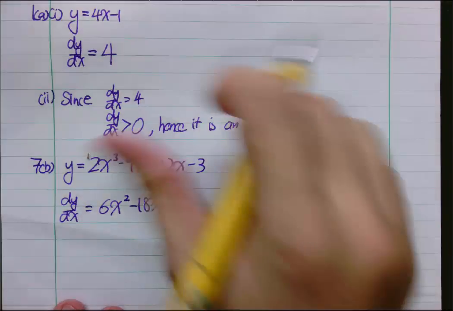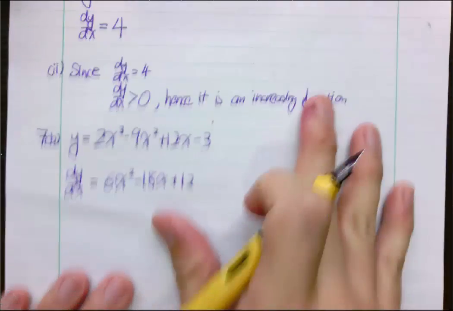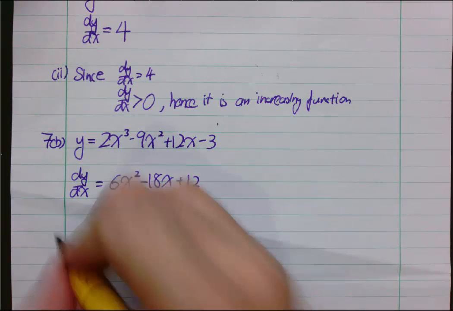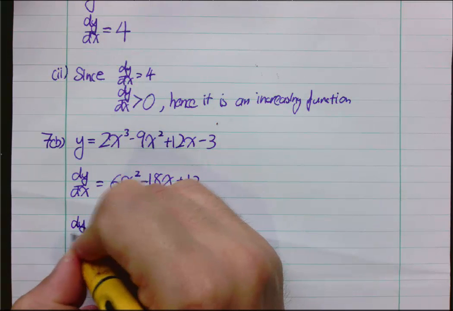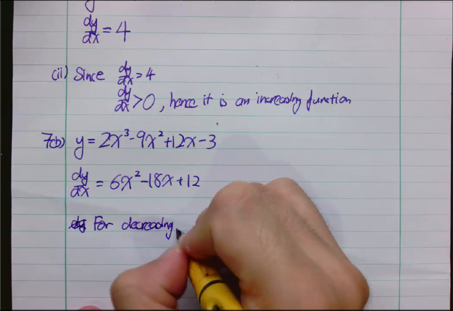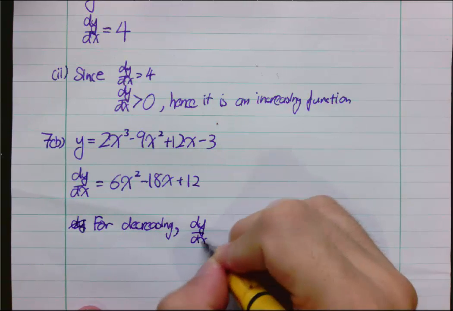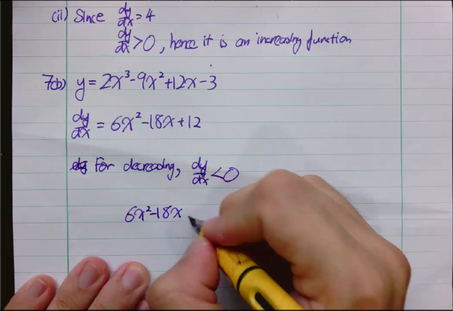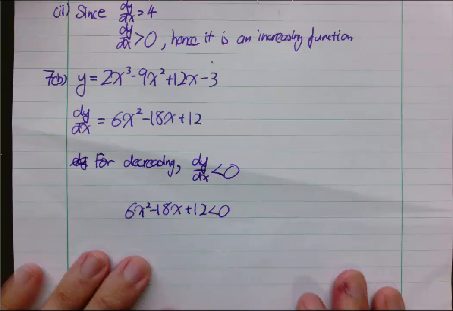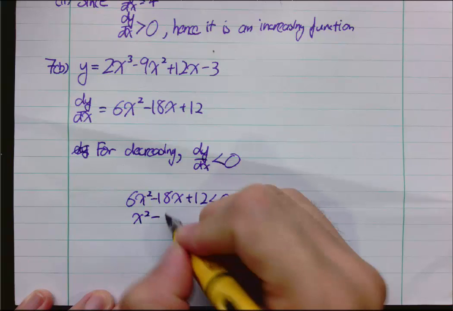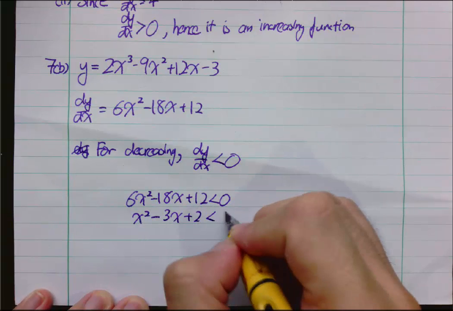Now the question is this. They want you to find the range of values for which the function is decreasing. So basically for decreasing, my dy/dx must be less than 0. So 6x squared minus 18x plus 12 is less than 0. Let's try to make our life a bit easier. I divide throughout by 6. I get x squared minus 3x plus 2 is less than 0.